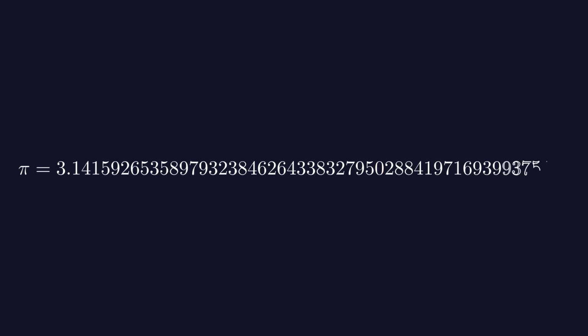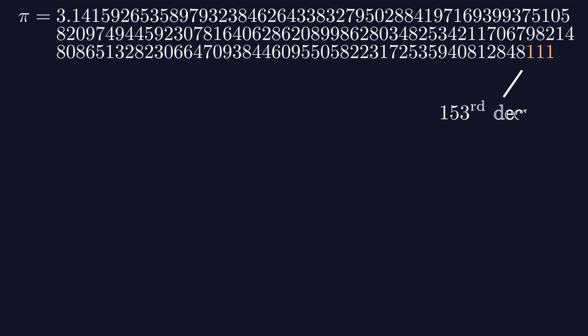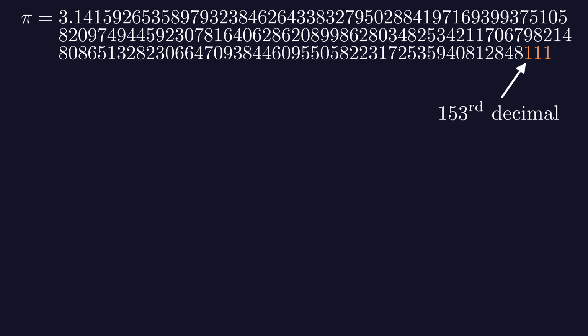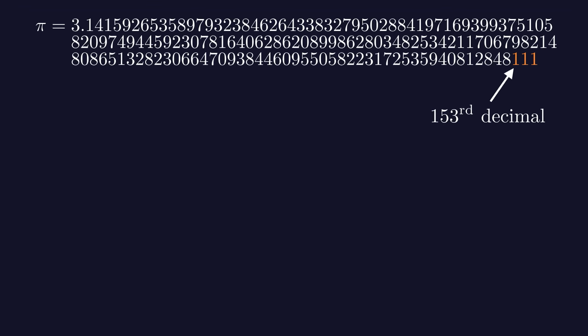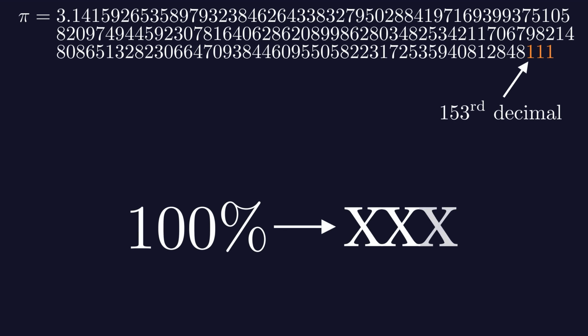We can go a little bit further to the 153rd decimal place and we get 3 ones in a row, but statistically, assuming that every digit is equally likely to appear in the first 1000 digits of pi, there is a 100% chance that we would see the same digit 3 times in a row.